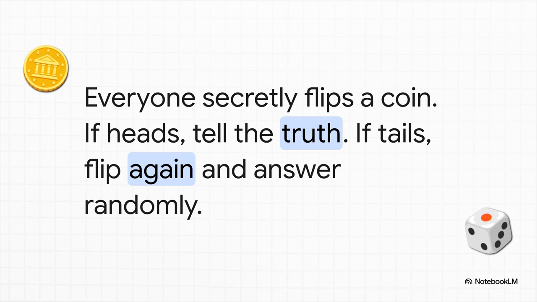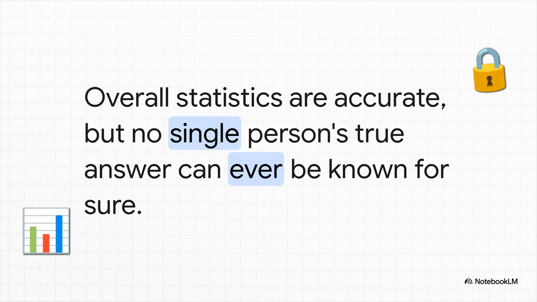If it comes up heads, you have to tell the truth. But, and here's the trick, if it comes up tails, you flip the coin a second time, and you just answer yes or no based on that second random flip. You never tell the census taker which method you used. And here is the magic.